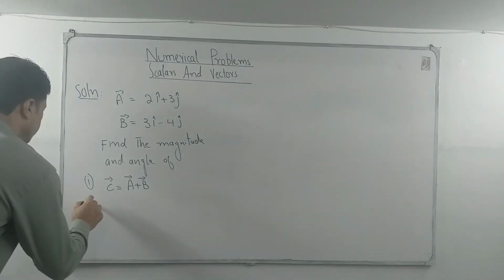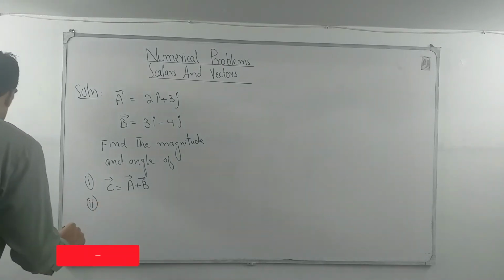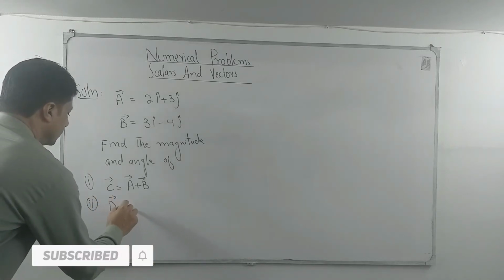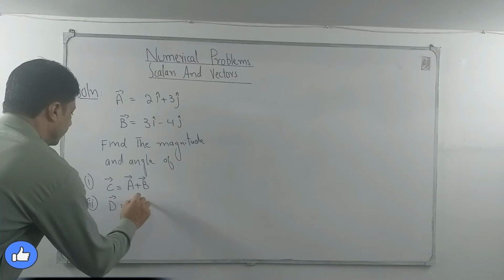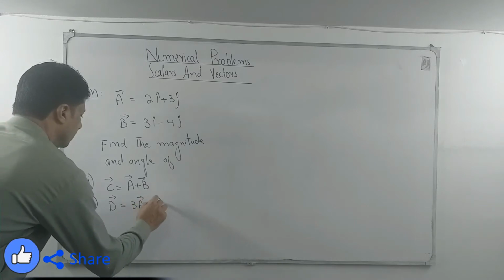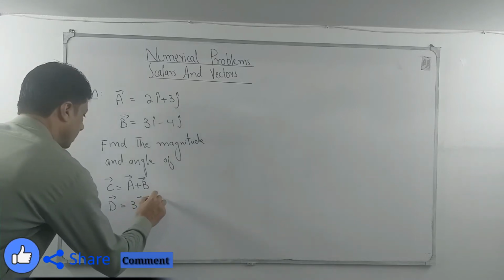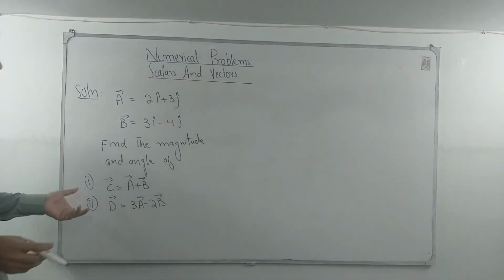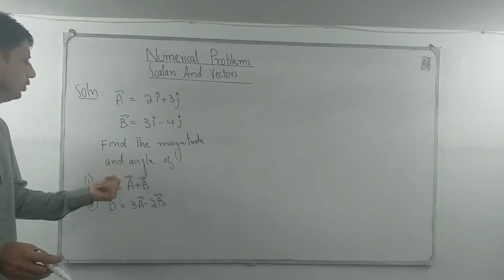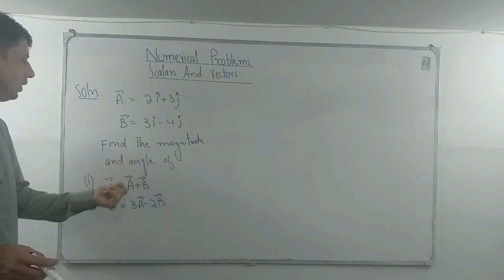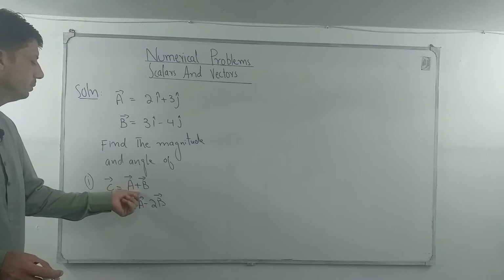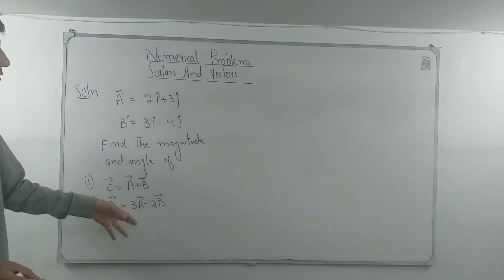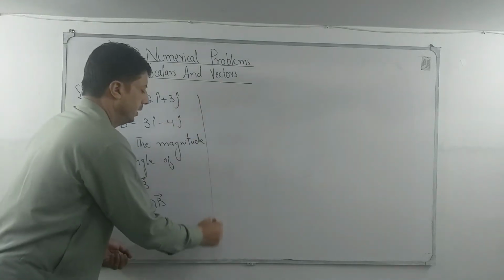And number 2, D is equal to 3A minus 2B. So we have to solve part 1 and part 2. For part 1, we need to find out the magnitude and angle of C, which is equal to A plus B, and the magnitude and angle of D, which is equal to 3A minus 2B. Okay, let's solve part 1.